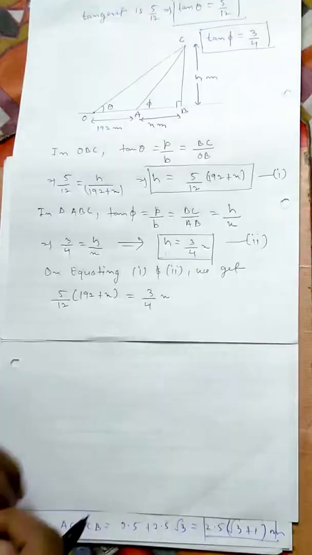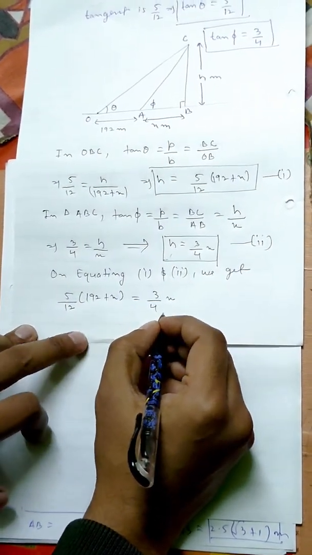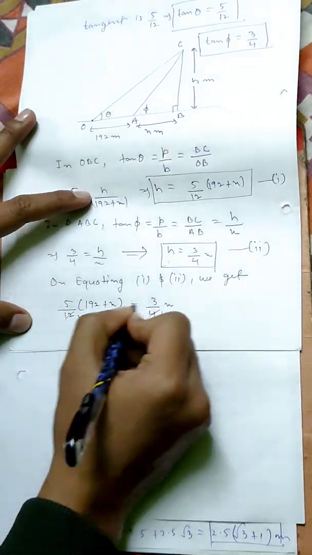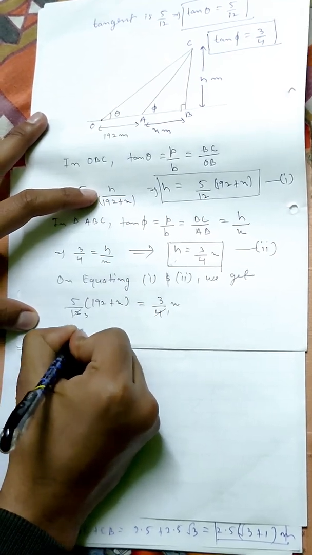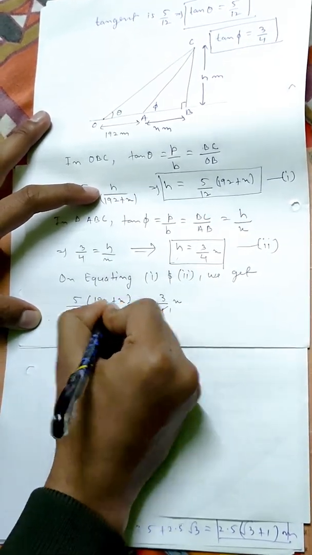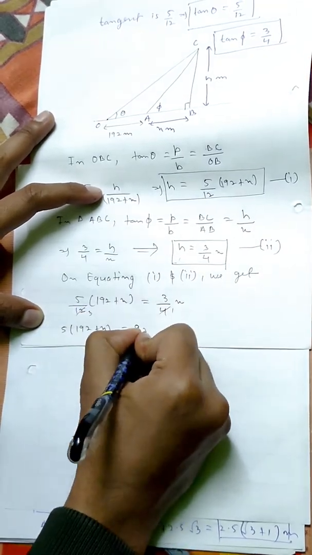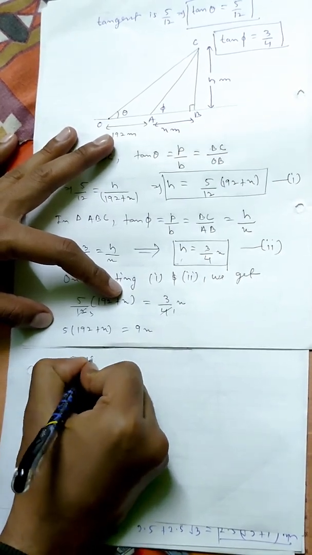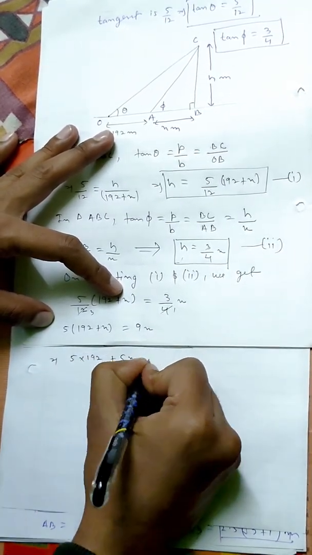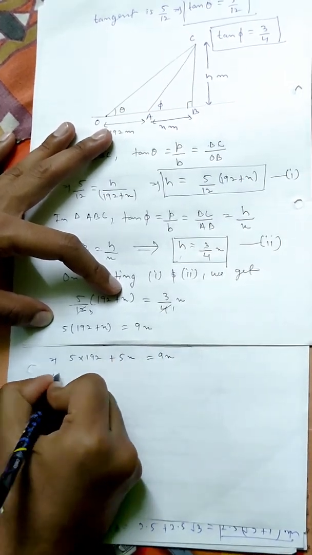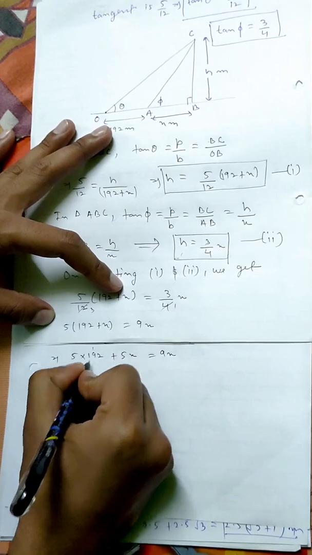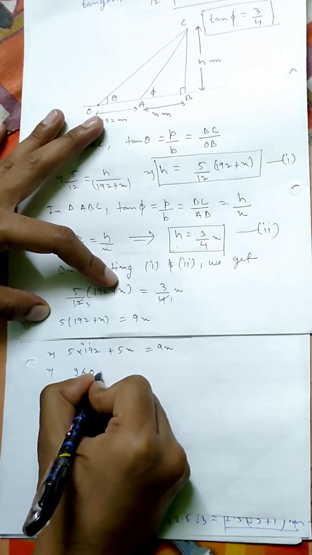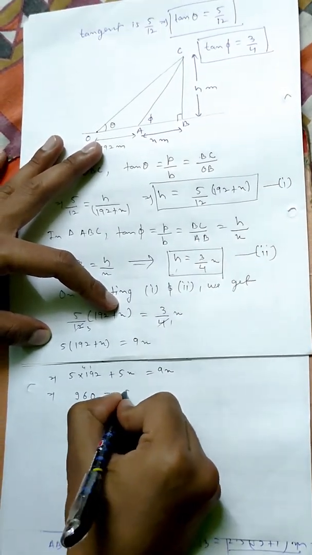Now we have to do basic simple calculations. After simplification, we will get 5 into 192 plus x equals 9x. 3 into 3 is 9x. So we open the bracket. 5 into 192 plus 5x equals 9x. 5 2s are 10, 5 9s are 45 plus 1 is 46, 5 1s are 5 plus 4, 960. So 960 equals 9x.